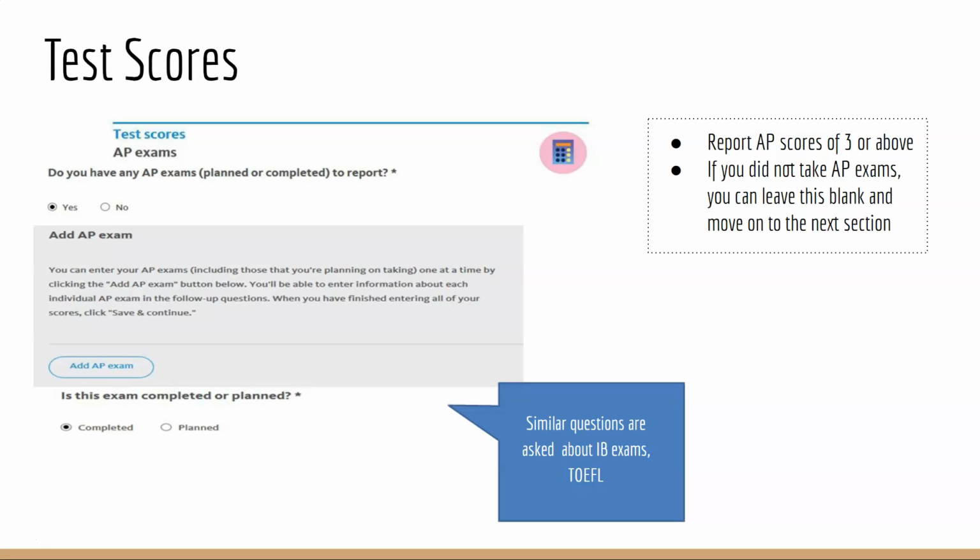This section is where you'll report Advanced Placement, AP, International Baccalaureate, IB, or TOEFL exams if you have them. Make sure to report any AP scores of 3 or above. If you don't have any scores, you can leave this section blank and move on.